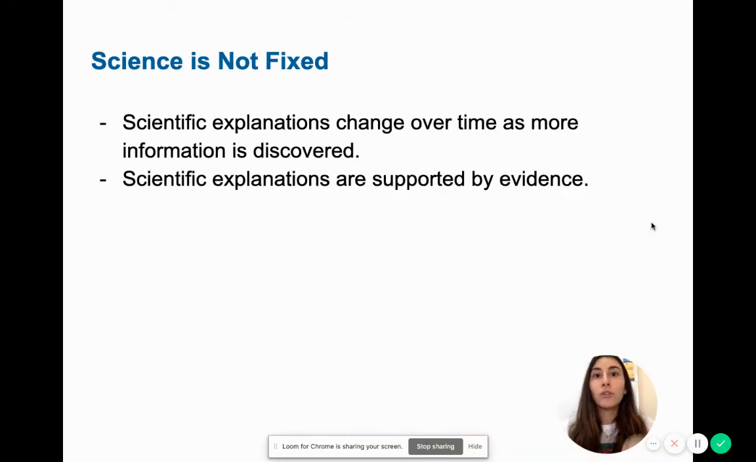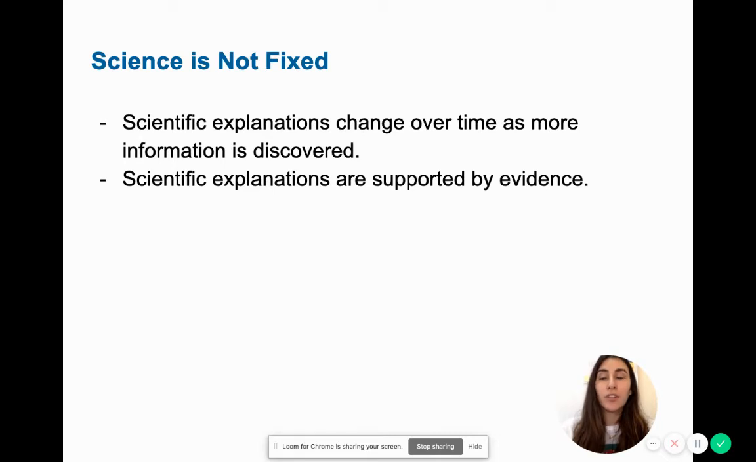Now, just like I mentioned at the beginning, science is not fixed. We cannot think of science as a rigid process. It's flexible, it's ever changing. And as we learn more and as technology progresses, we start to change our understanding of the world around us. And we might even change our understanding of science, okay?